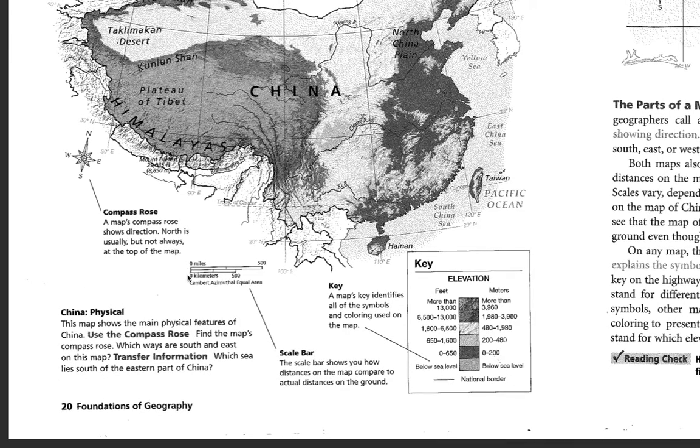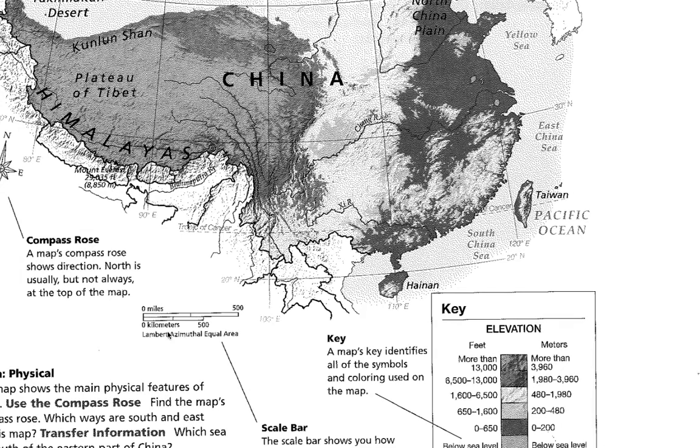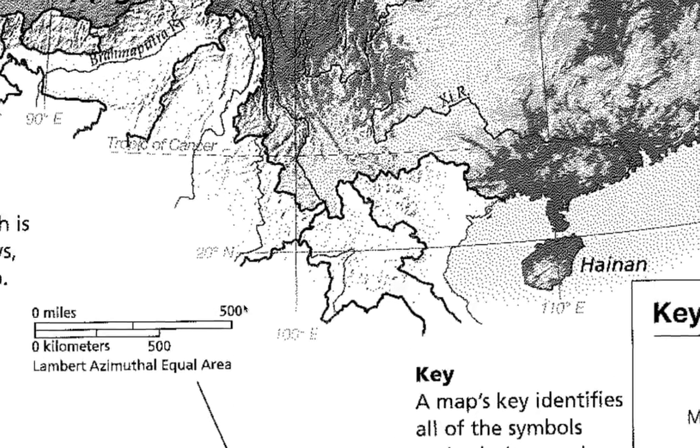Here we have the scale bar. This is super important. The scale bar shows how distances on the map compare to actual distances on the ground. So you had this in your week 1 bell work, and it told you to measure things. That doesn't make sense when you can enlarge and make smaller. But 500 miles, you can see, is about the distance from where it says South China Sea to where it says East China Sea. Just the words, no matter how much I distort that.